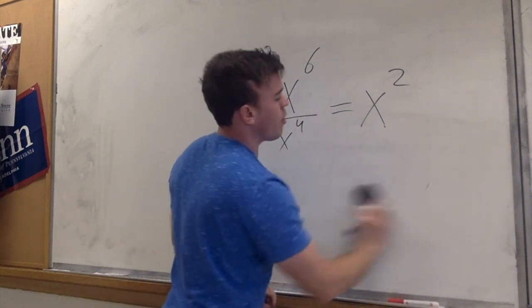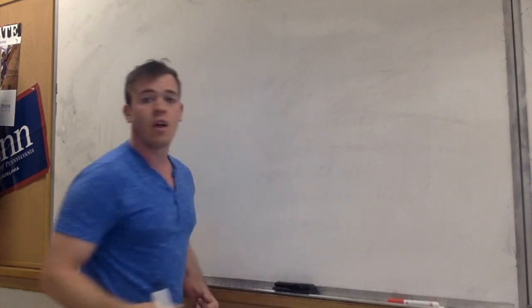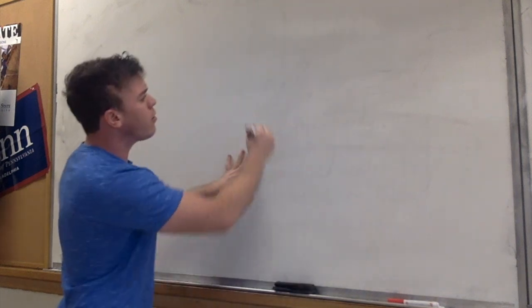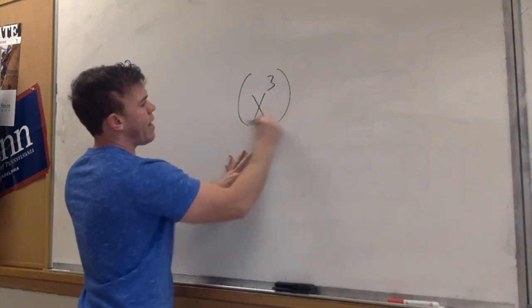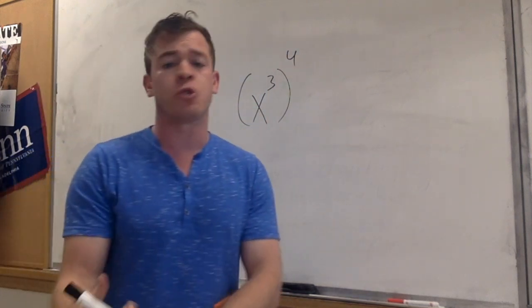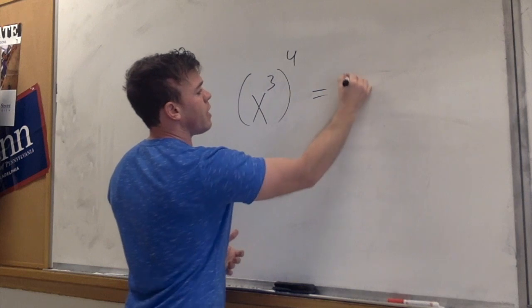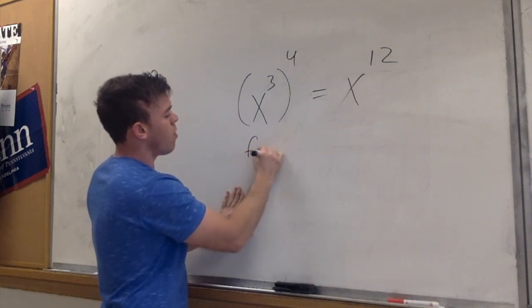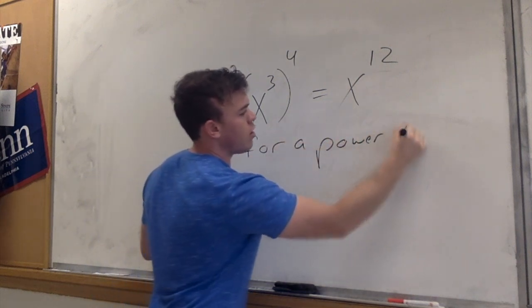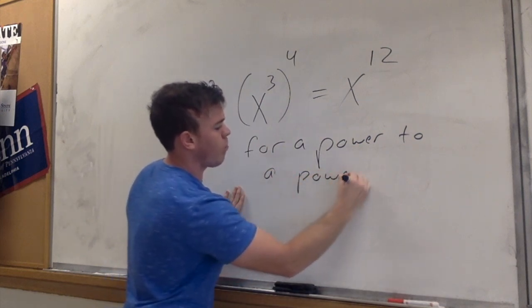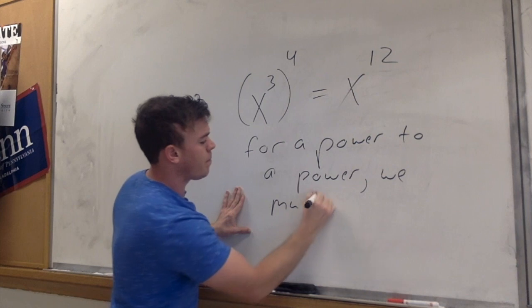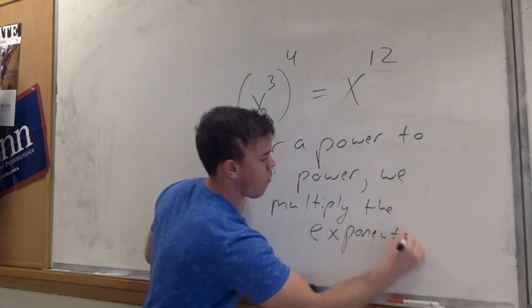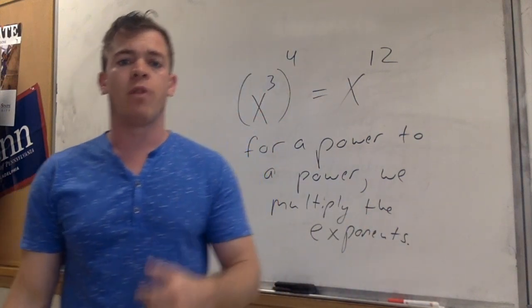Now, our very next rule is going to be the power rule. What happens when we have an exponent raised up to another exponent? And it could look something like this. What if we had x to the 3 raised to the power of 4? Well, we've already talked about addition. We talked about subtraction. Here, the next logical thing would be to multiply. We know that 3 times 4 gives us 12. So, for a power to a power, we multiply the exponents. For a power to a power, we want to multiply the exponents.